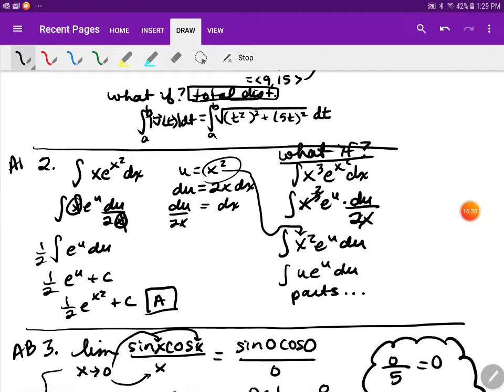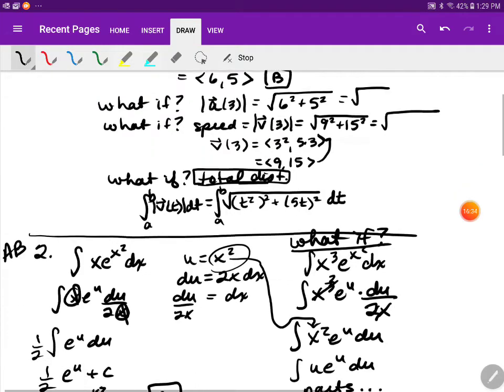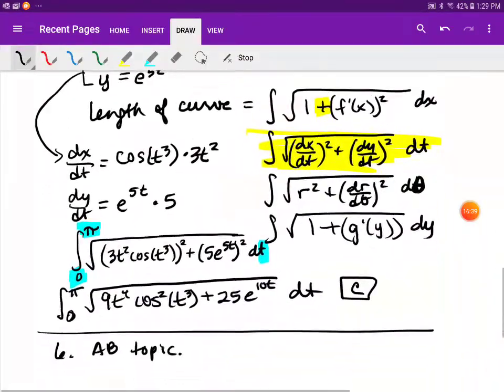2 is AB. This is BC. Cool. Okay. Hey, AB was a long time ago, so we got to review all the AB as well.